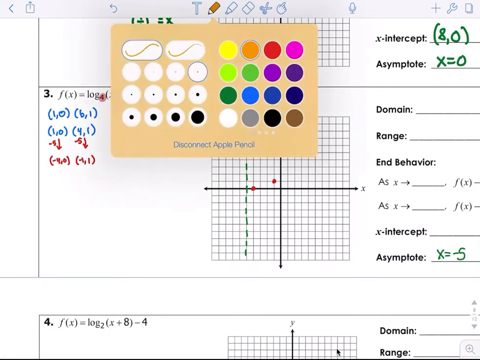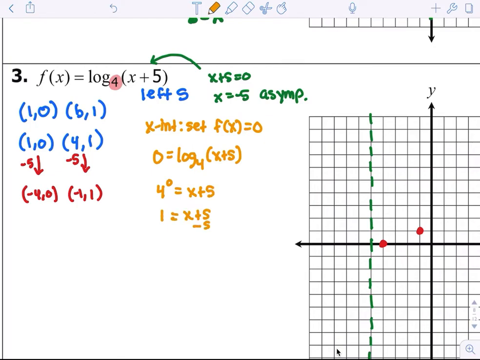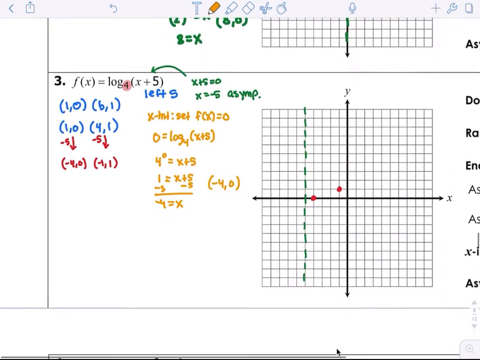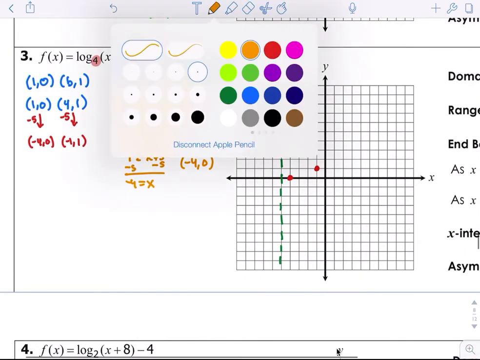All right, x-intercept time. You set f of x equal to 0. So 0 equals log base 4 of x plus 5. Now make this into exponential form, so 4 to the 0 power is equal to x plus 5. 4 to the 0 is 1, which equals x plus 5, and subtract 5 from both sides, -4 is equal to x. So -4 comma 0 is our x-intercept. Oh, I forgot to graph this, so let's graph this right now.